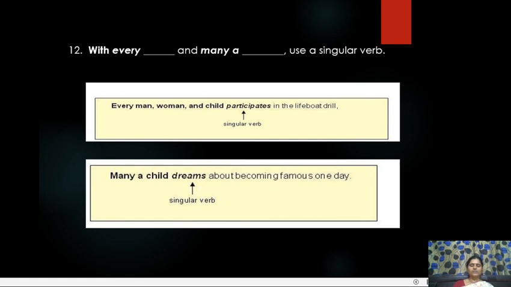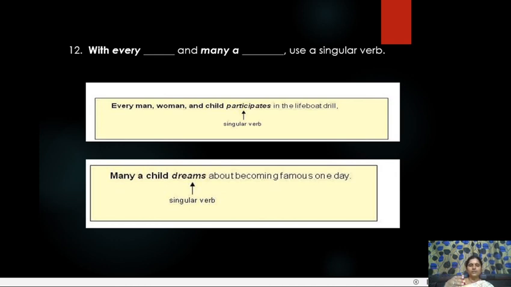So these are some of the rules which we have to remember when we are constructing sentences and which are related to subject verb agreement. These are the 12 rules that we have to remember which are related to subject verb agreement. We have to be very careful to identify the subject in a sentence and also the number of the subject, that is whether the subject is plural or singular, because based on that only we make use of the verb also.